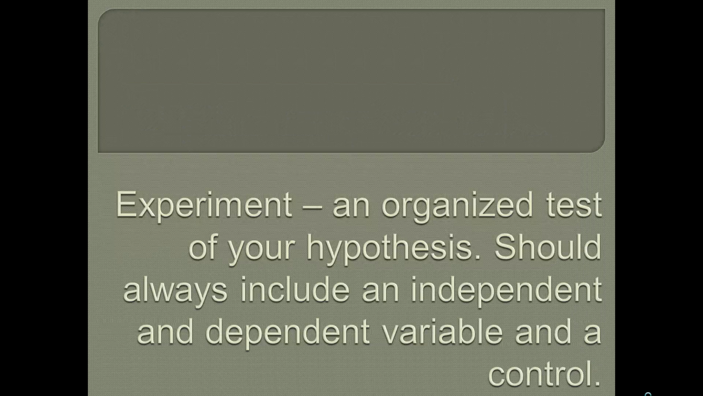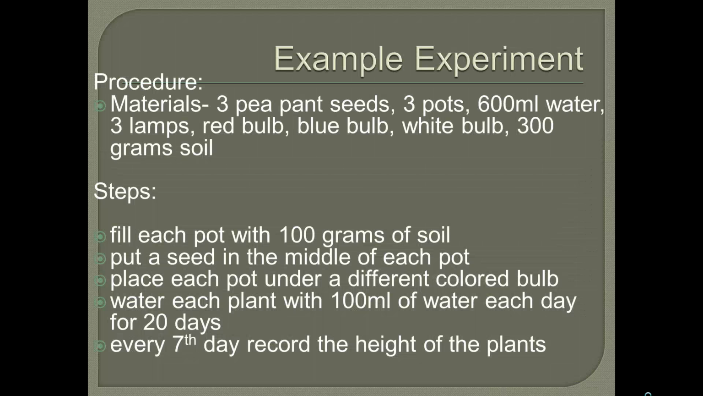All right, so now that I've got all my variables set up and my control, I'm going to run an experiment. And an experiment is nothing more than an organized test of your hypothesis. You must always have an independent and dependent variable and a control for it to be a legitimate experiment. Here's an example. Notice my experiment has a procedure, and the procedure in this case has been split into two sets. I have my materials and my steps. So let's look at them.